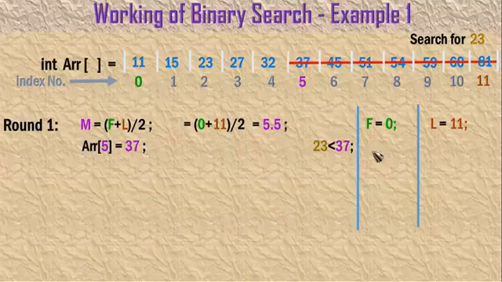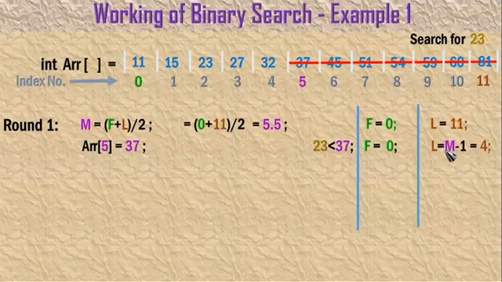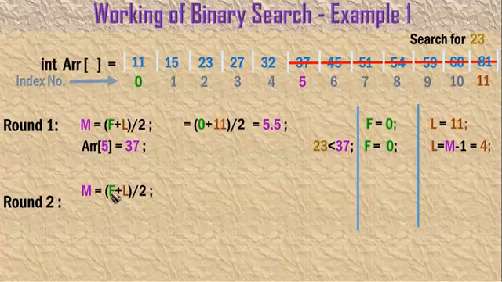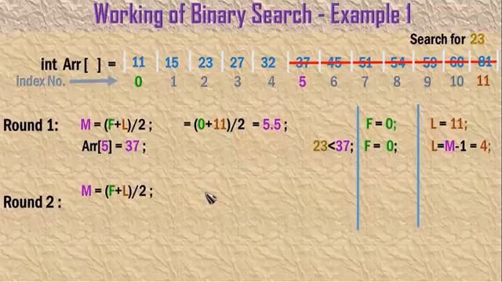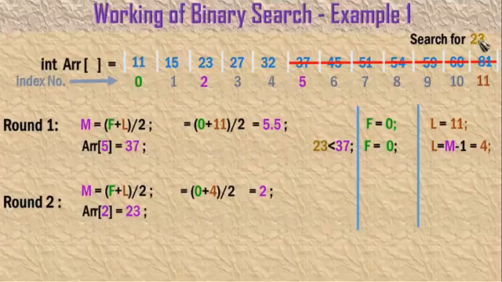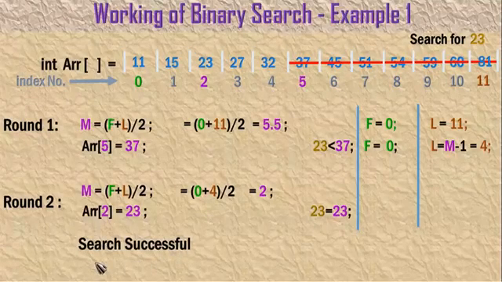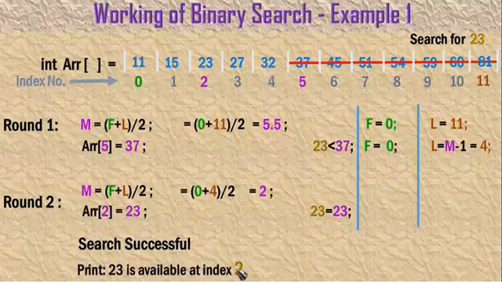Here the first index remains 0 itself, but the last index, instead of 11, should be 4. We already found the middle element as 5. So middle index minus 1 will give the next last index. So in round 2 we have first index as 0, last index as 4. So 0 plus 4 divided by 2, we get 2 as the result. In index 2, 23 is available, which is equal to what we are searching. So the search becomes successful and it will print the index number of that element.